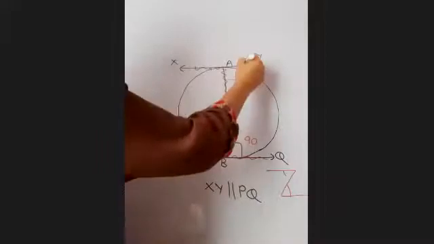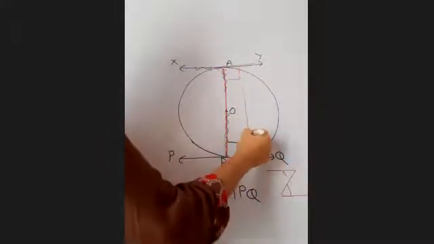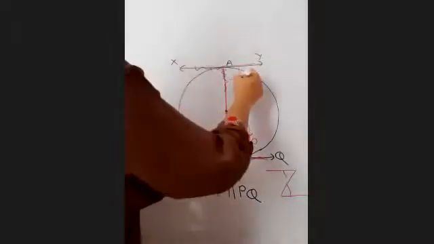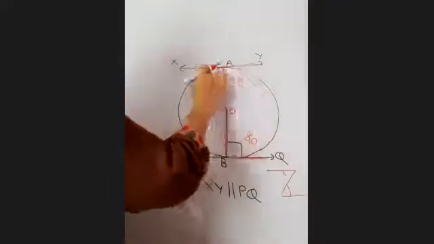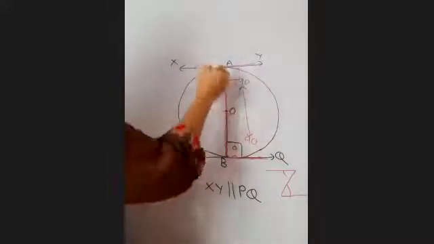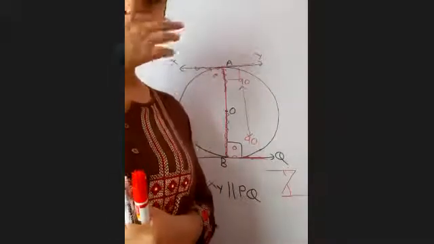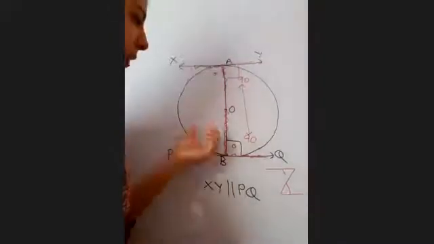And then these two co-interior angles: if their sum is 180, then also the lines are parallel. So either you apply co-interior angles supplementary, or you show that alternate interior angles are equal. Either way you can show that the lines are parallel. Clear?